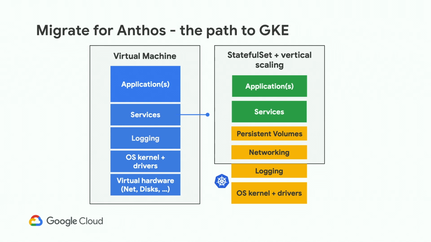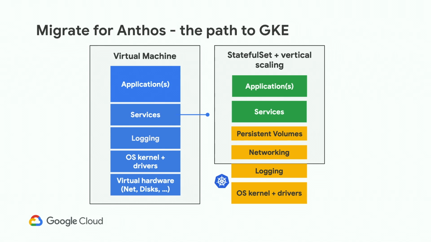At first, what we want customers to understand is the flow, and what is the added value of Migrate for Anthos. When you look at this slide, the left side is your initial starting point. You're running on a VM. You have an application, services, logging, OS kernel drivers, virtual disk, and so forth. And this is your initial environment that you're starting your migration from.